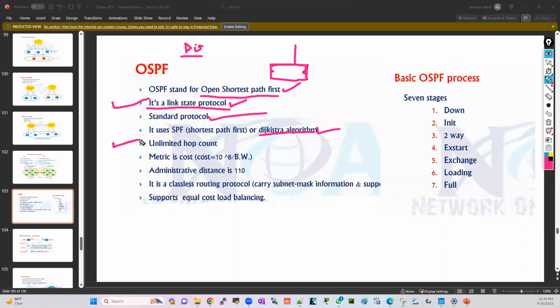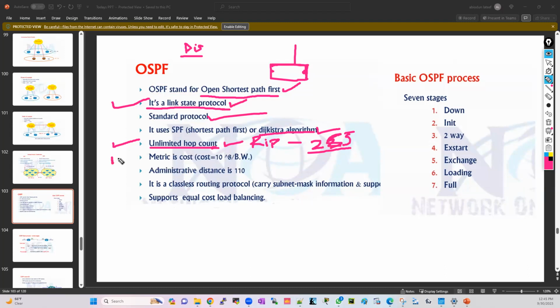And then when we look at unlimited hop count, comparing to what? Like RIP. RIP uses what? RIP is not rest in peace. This RIP uses a hop count of 25. Is it 25 or 255? Either 25 or 255, whichever comes first. This is just a comparison between RIP and OSPF using hop count. In other words, OSPF uses unlimited hop count.